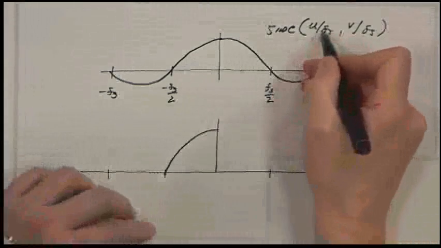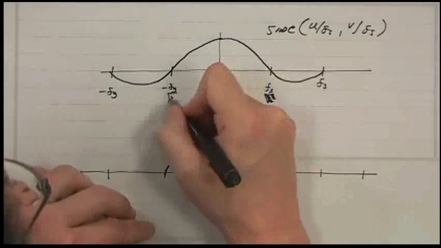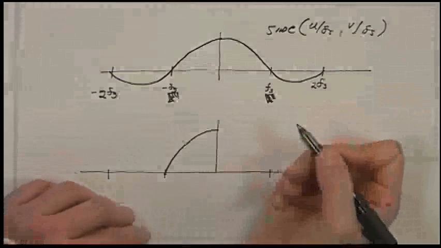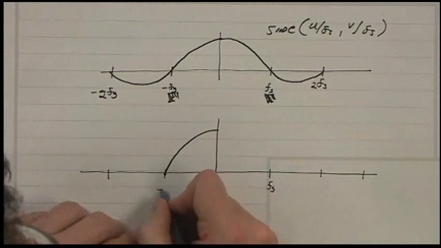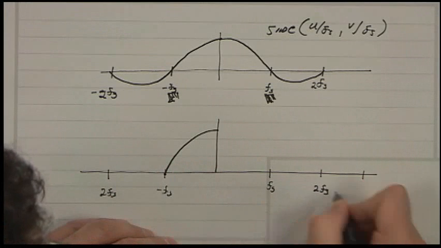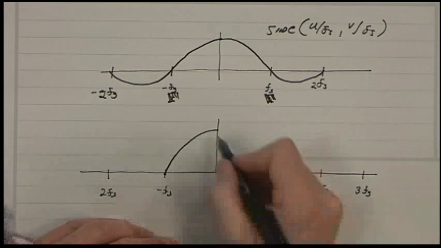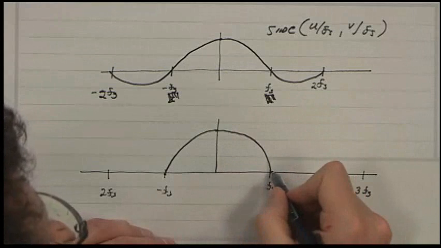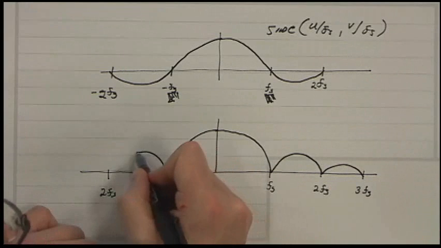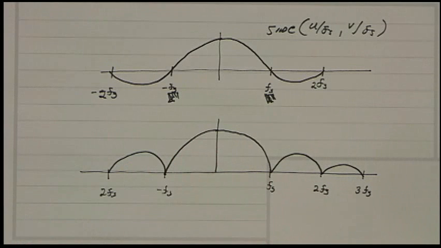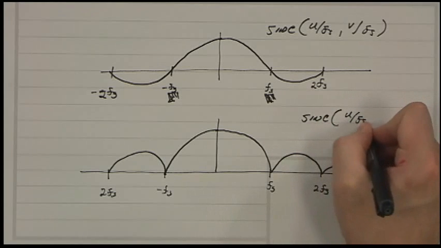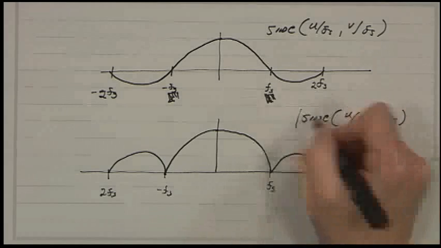So the first null is at 1. This is 2fs minus 2fs. So this is fs. This is minus fs. This is 2fs. This is 2fs. This is 3fs. All right. This is Sinc of u over fs, v over fs squared.